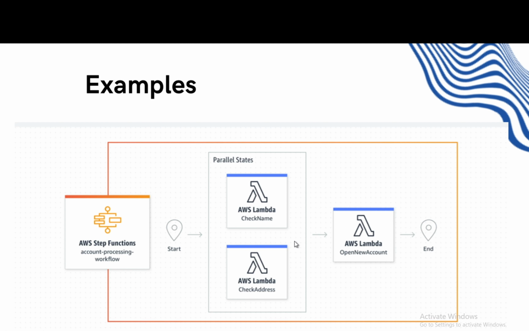If it is true, it will give a notification to another lambda and it will open a new account. If it is false, it will roll back, saying that your address and name are not validated, and this will end the state. Okay, so this is how the execution of AWS Step Functions works. We will see another example.